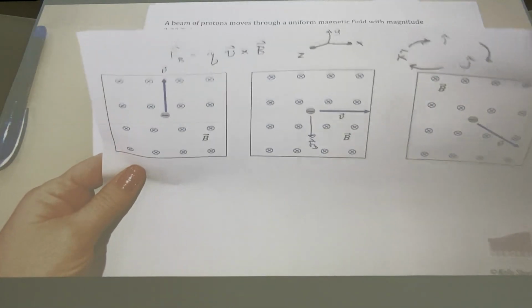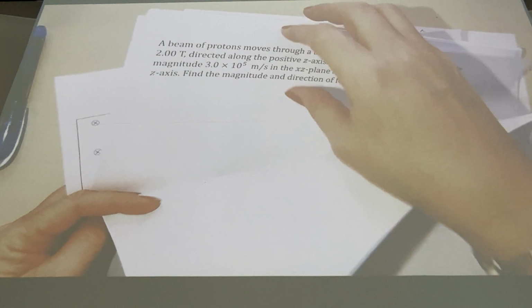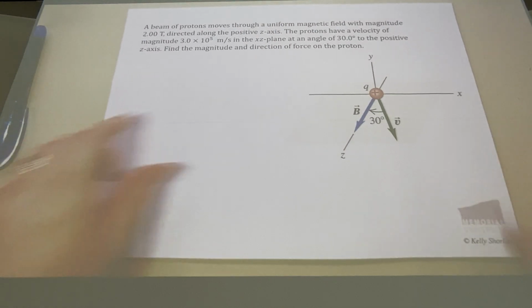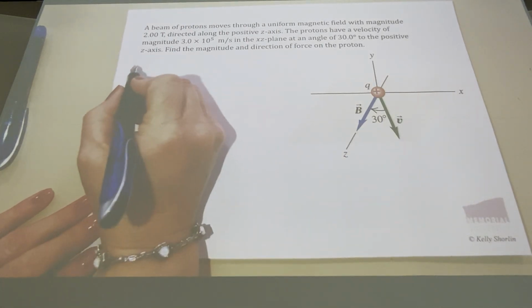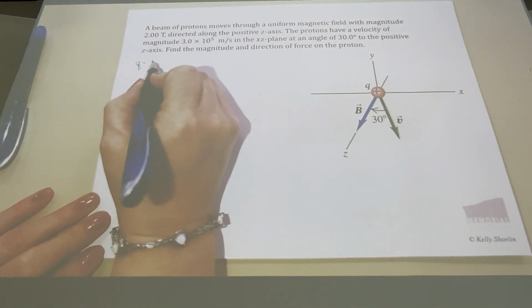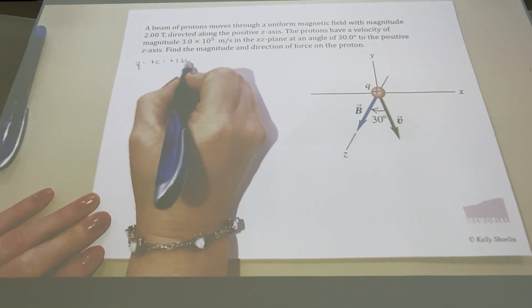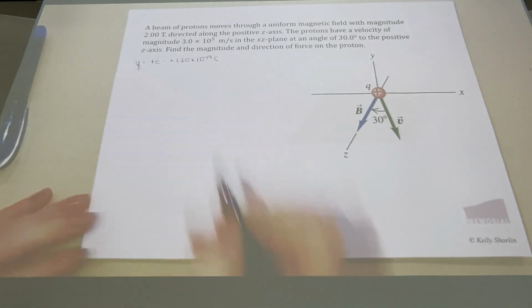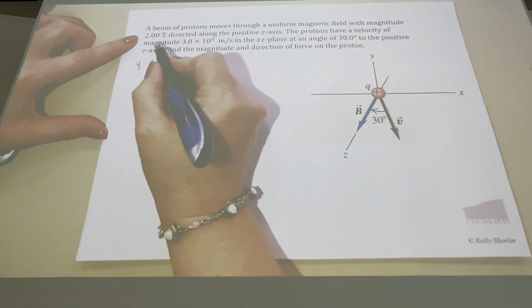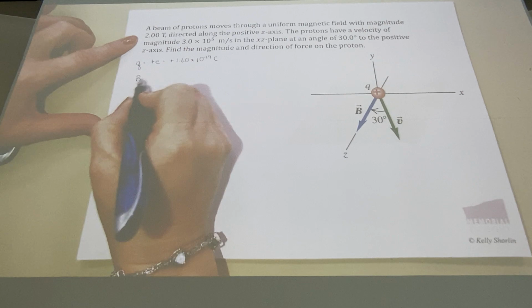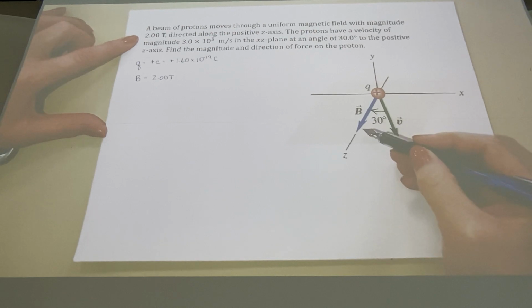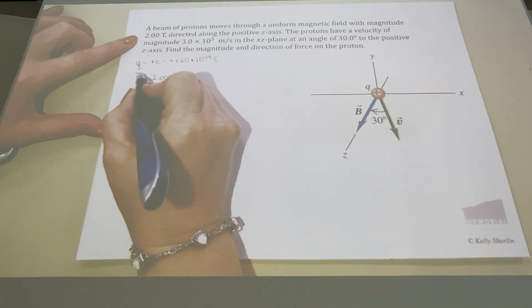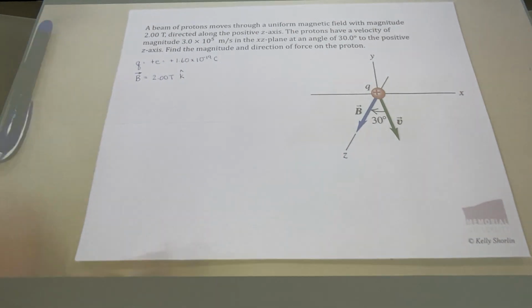Okay, so let's go from this to an example with some numbers in it. So a beam of protons. Right off the bat when you read beam of protons, it means you know what the charge is. Q equals plus the fundamental charge, plus 1.6 times 10 to the minus 19 coulombs. Moves through a uniform magnetic field with a magnitude of 2 teslas. We see in our diagram that it's along the positive z-axis. So if we wanted to write it as a vector, 2 teslas in the k direction.